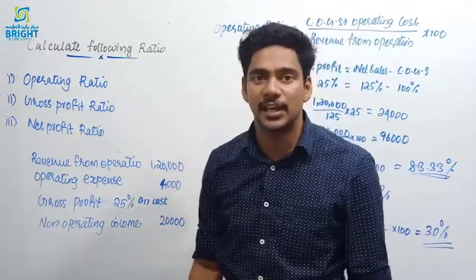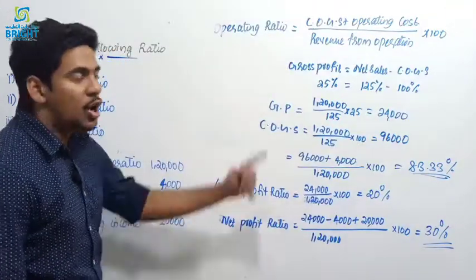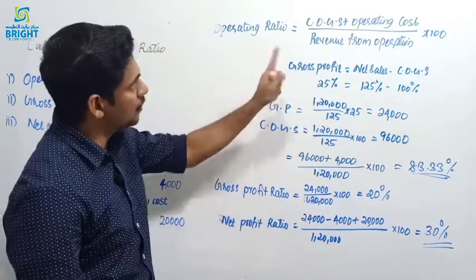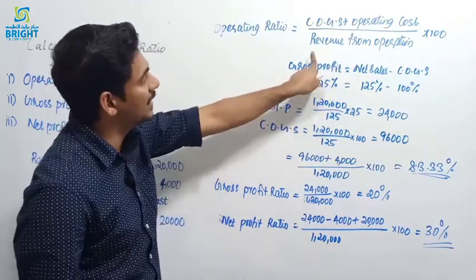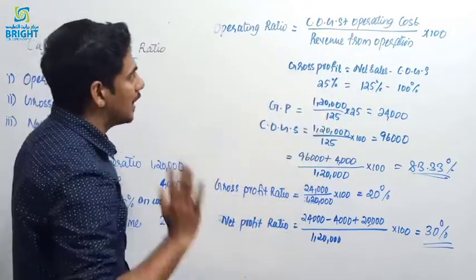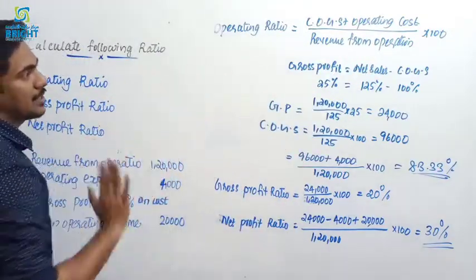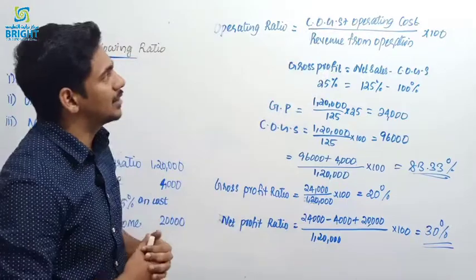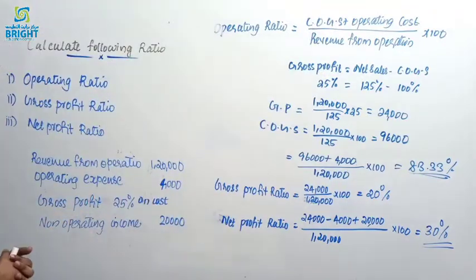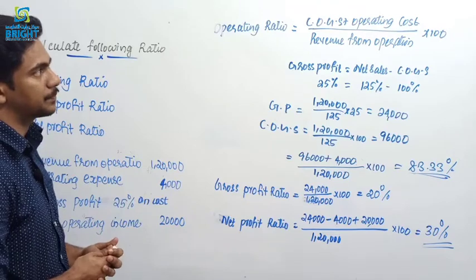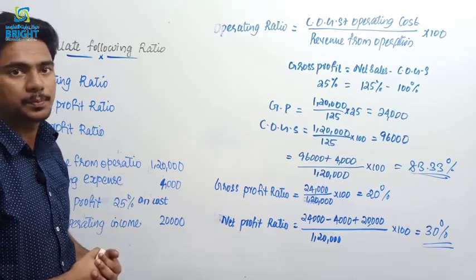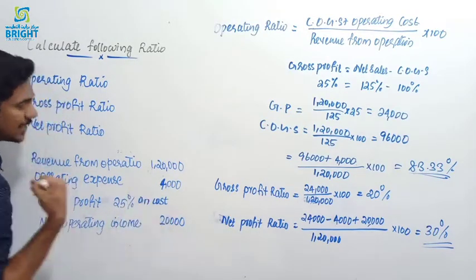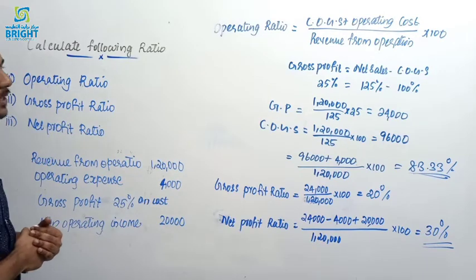First one, operating ratio. What is the formula? Operating ratio is equal to cost of goods sold plus operating cost, divided by revenue from operations, into 100. Revenue from operations is available, 1,20,000. But cost of goods sold is not given. Operating cost is given as operating expense. Then what will we do? One piece of information is there: gross profit is 25% on cost.